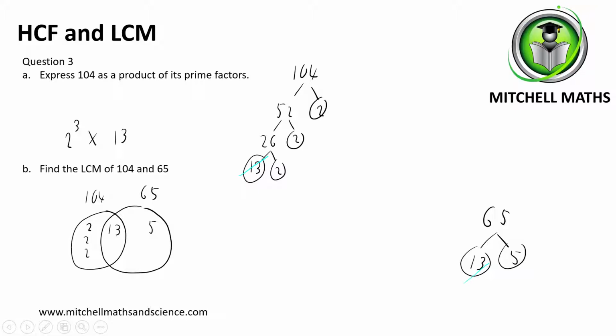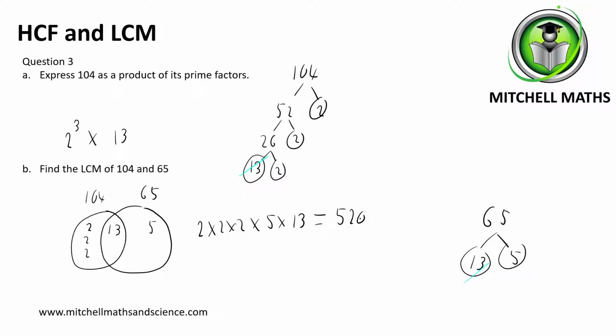But we're trying to work out the lowest common multiple. And when you try to work out the lowest common multiple, what you need to do is multiply by all the numbers throughout the equation. So what we'd do is 2 times 2 times 2, or I could just write 2 cubed, times 5 times 13. And if I times those numbers together, what I get is 520. Therefore, 520 is the lowest common multiple of 104 and 65.